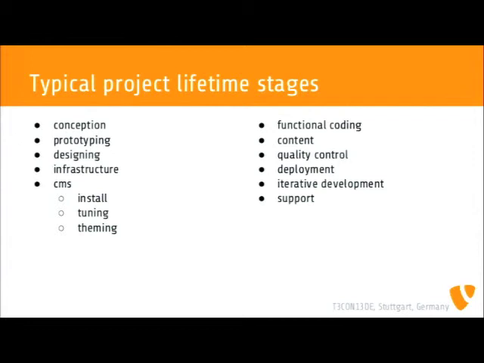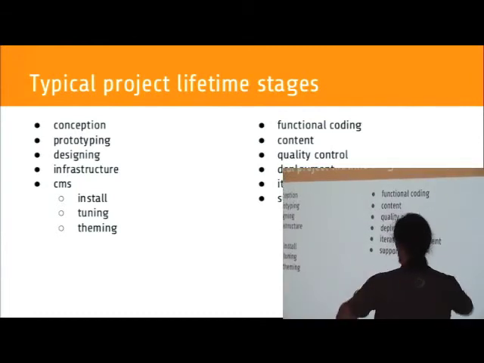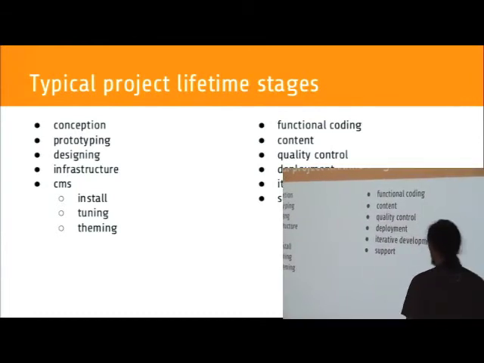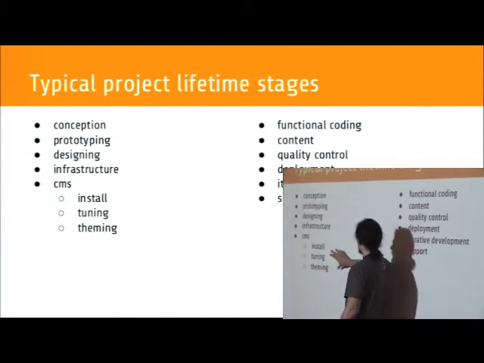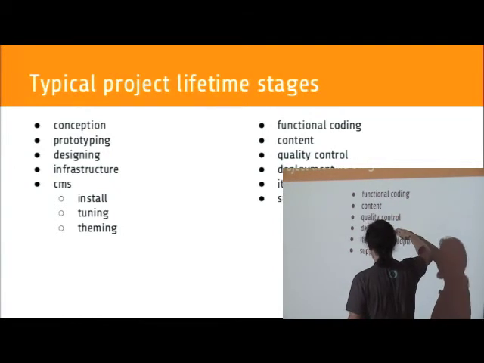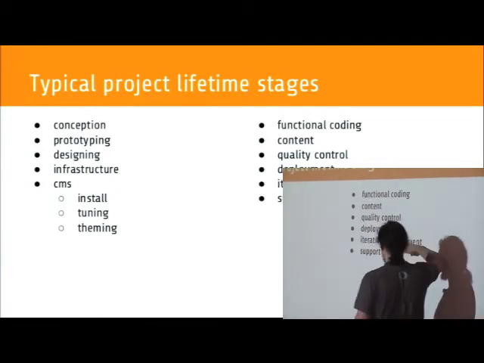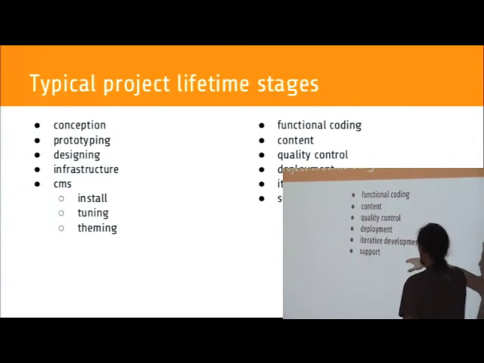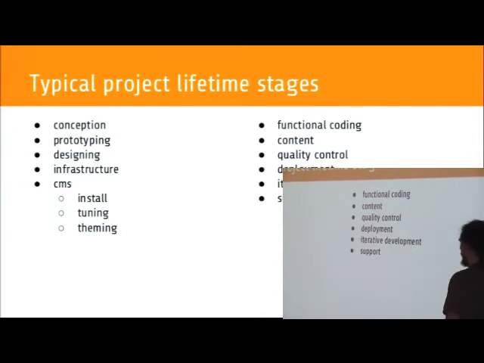If you look at a classical website, we could find the following elements in the lifetime of the site. First, the site is conceived, after prototyped, designed, infrastructure is developed. You put in place the CMS, functional coding, content, quality control, deployment, and iterative development to add additional functionalities, and you have support of users.